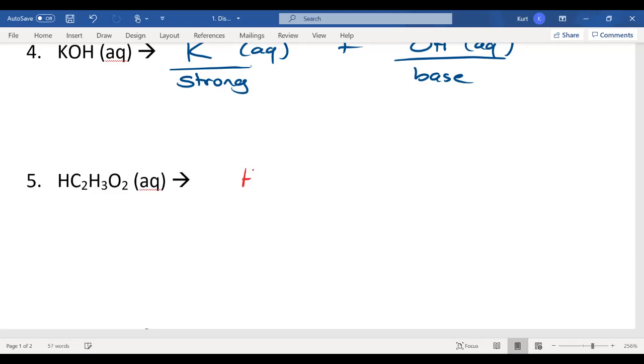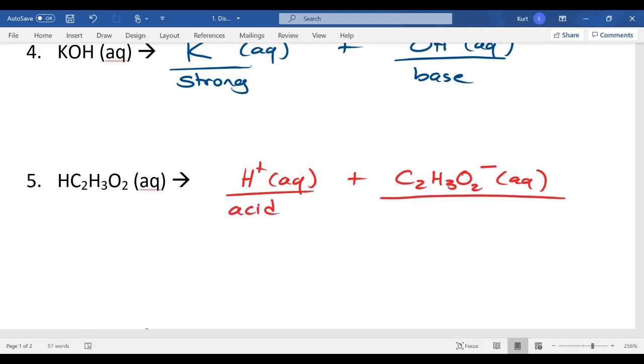Well, there's one hydrogen and there's acetate. That's right. So its name is acetic acid. C2H3O2 with a -1 charge. Okay, there's hydrogen, so what does that mean? It's an acid. And take a look at that acetate, C2H3O2. Did it completely break apart? Nope, so it's a weak acid.